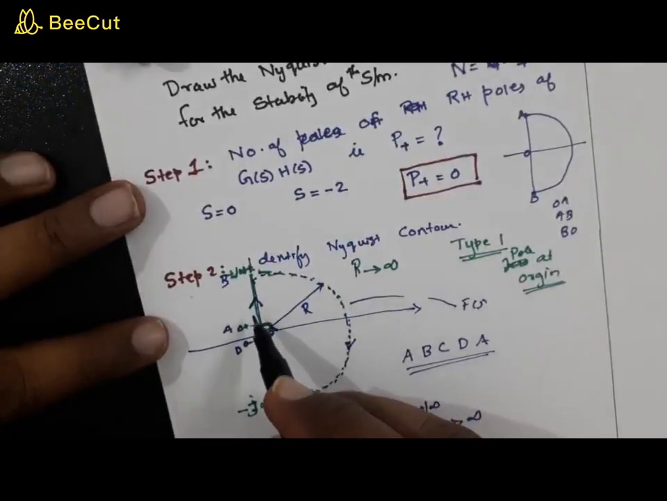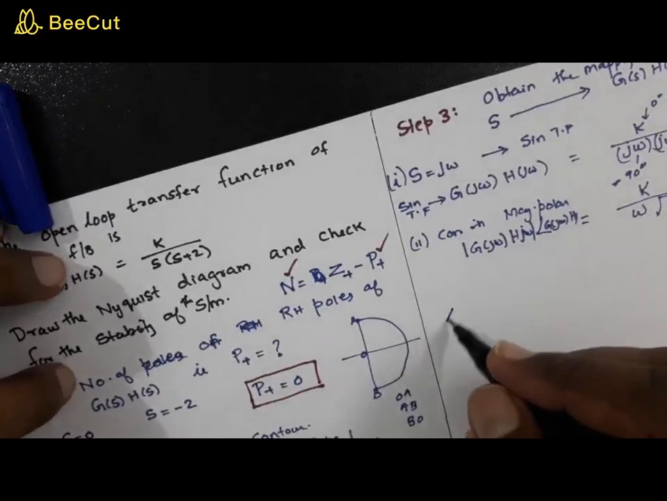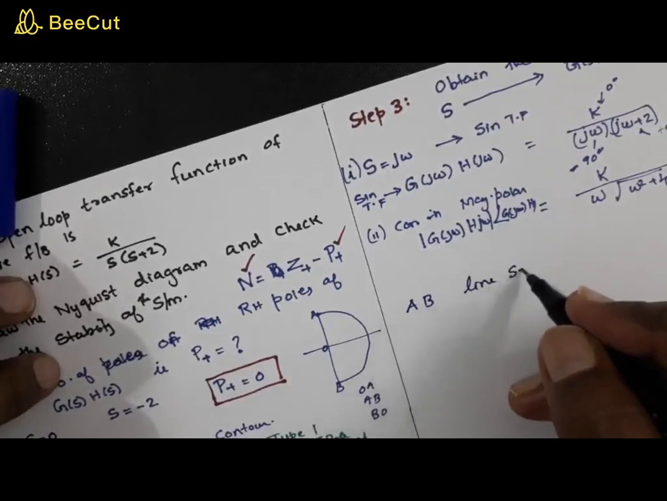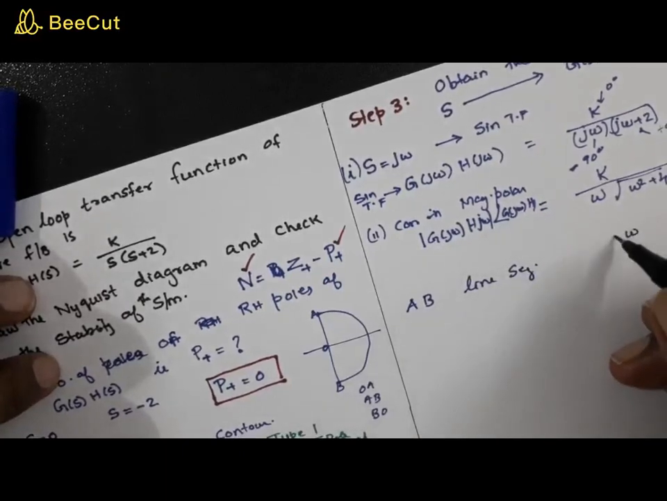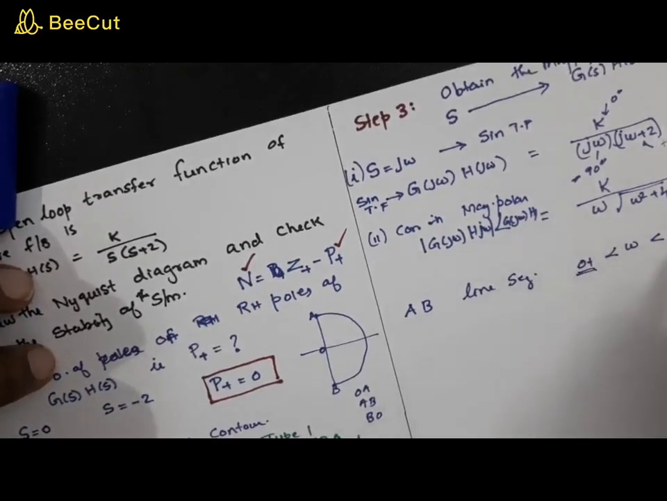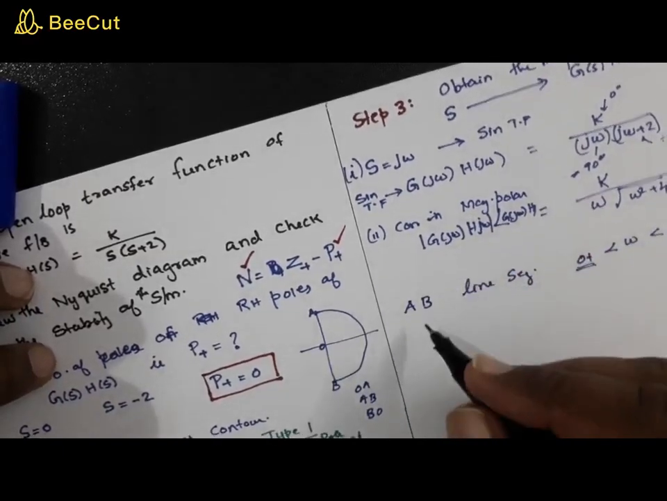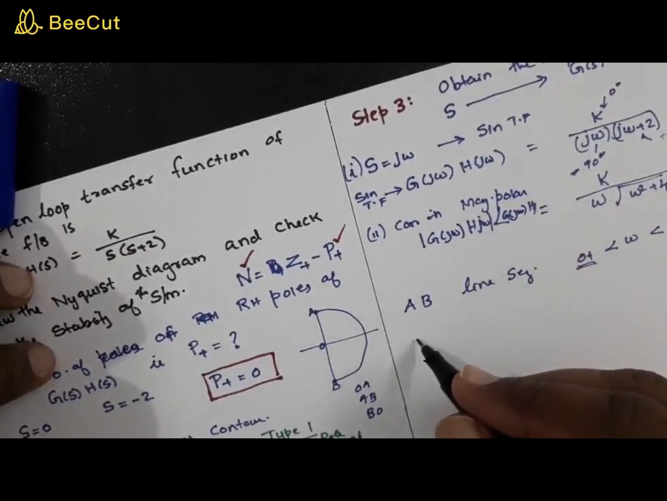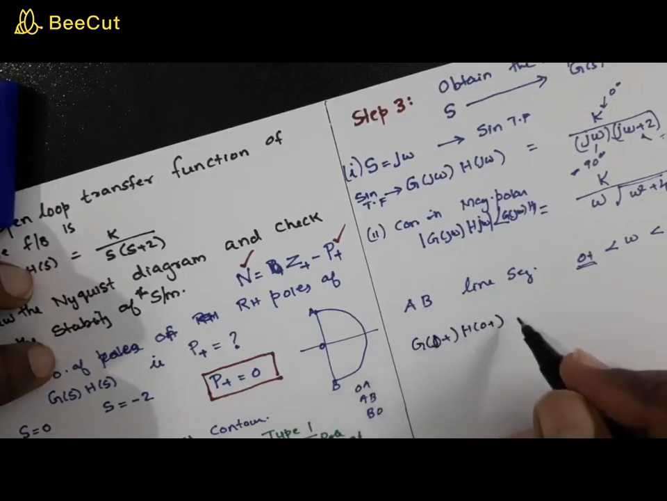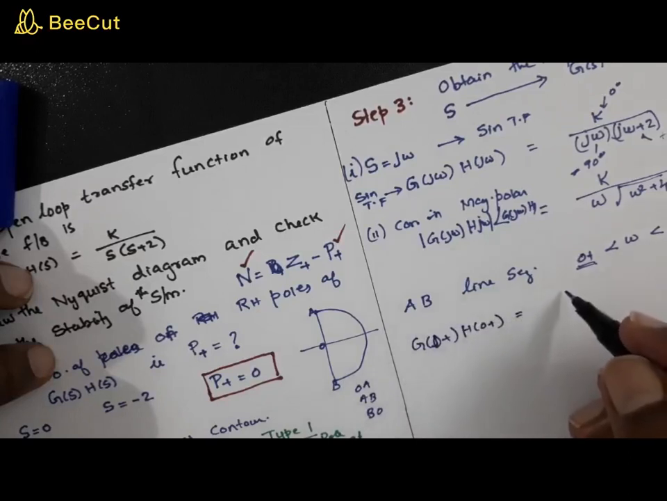It is 0 plus to j infinity. So when you consider AB, this is actually a line segment where omega varies from 0 plus to infinity plus, right? So I got 2 points for omega, that is 0 plus and infinity plus. Now you can simply find out what? Find out this, G of j 0 plus H of j 0 plus is going to be equal to what?